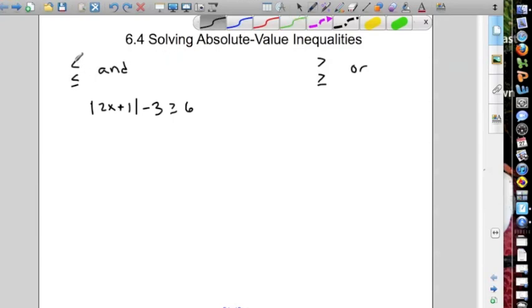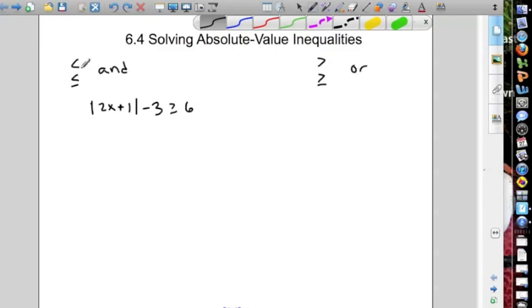Now, when the inequality is less than or equal to, it's going to be an and inequality. And so the graph should look like it comes together there. And when you have greater than or equal to, it should be an or inequality. So on the graph there, the graph should go separate, it should go apart. So that'll be a nice way of checking our answers to see if we're doing them right.